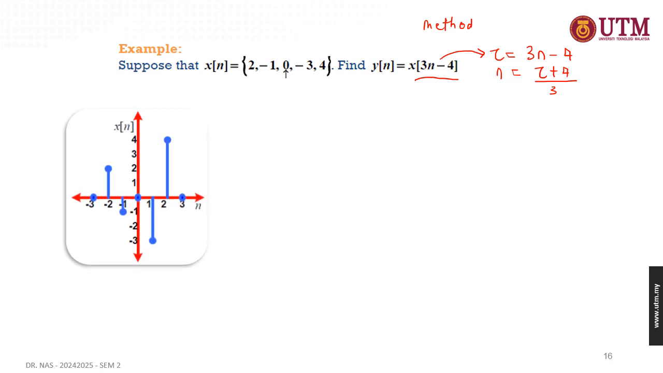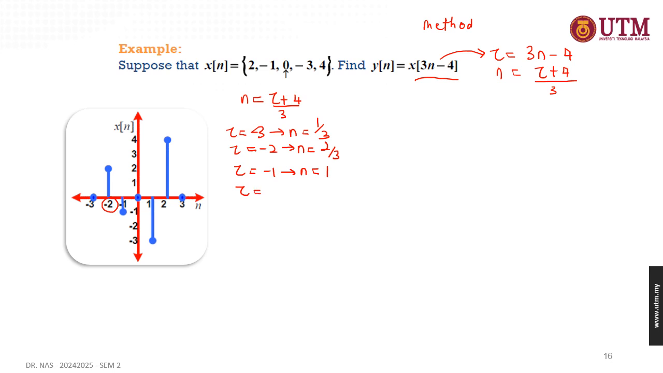For example, you have this signal. Let's calculate what is your n. Here n equal to tau plus 4 divided by 3. So when tau equal to minus 3, your n equal to negative 1 over 3. Sorry, 1 over 3. When tau equal to minus 2, your n equal to 2 over 3. When tau equal to minus 1, your n equal to 1.